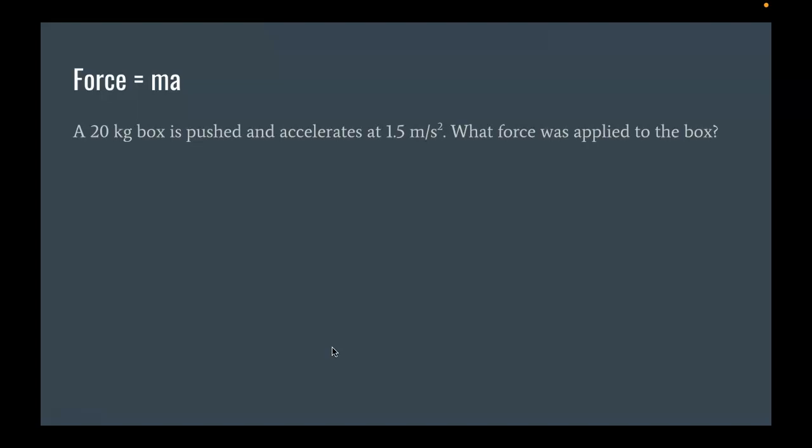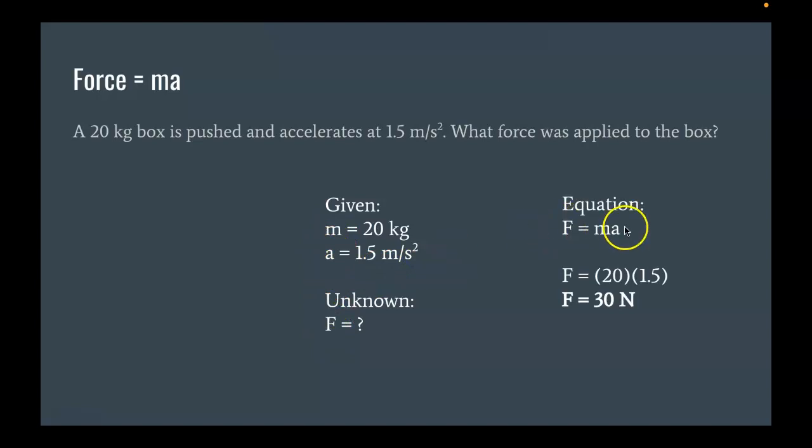All right, whether or not you paused, let's go over the answer. Here's what you're given. You're given a mass of 20, you're given an acceleration of 1.5, and the unknown is force. The equation that relates F, m, and a is F equals ma. So this is the equation that you want to use. When you substitute in your numbers, you have 20 for the mass and 1.5 for the acceleration, and we just multiply these two. So force is going to be 30 newtons, and that's how much force was applied to the box.